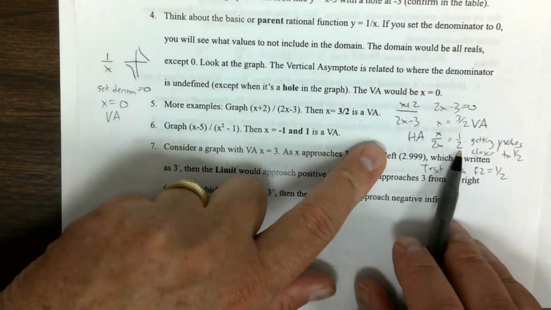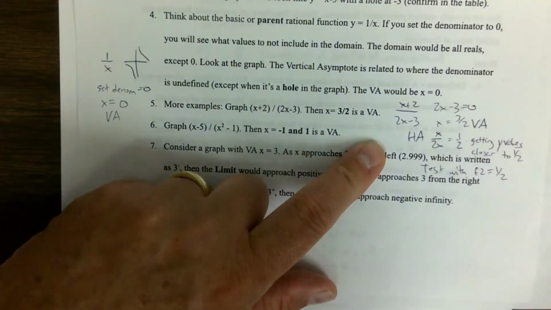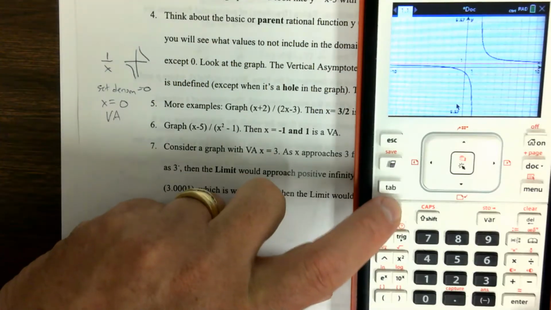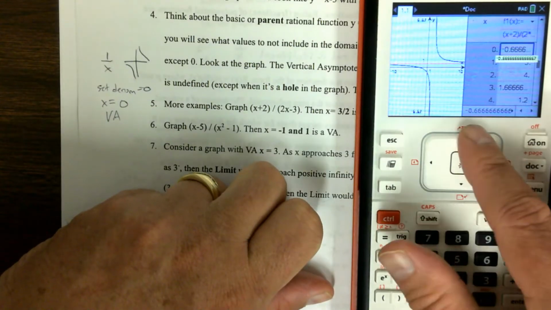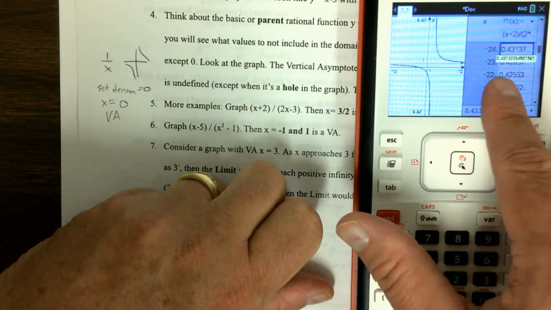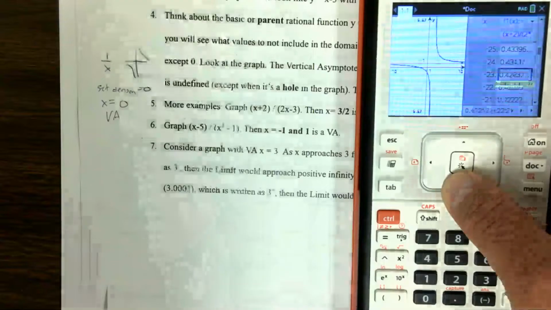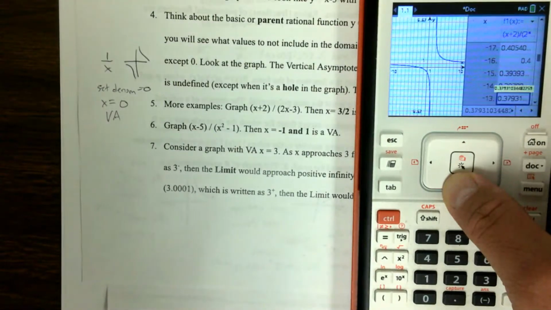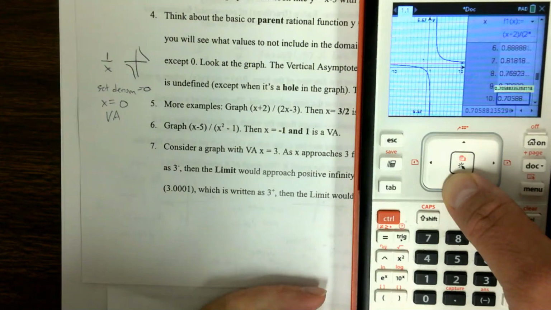Now what you can do is you can look in your table and you can see these values on the left side are getting closer and closer to 0.5, and the same thing on this side. Getting closer and closer to 0.5.